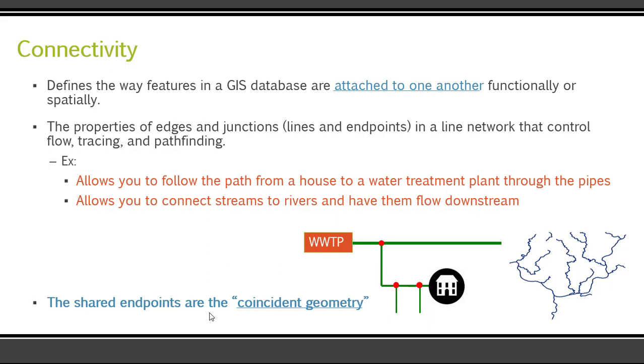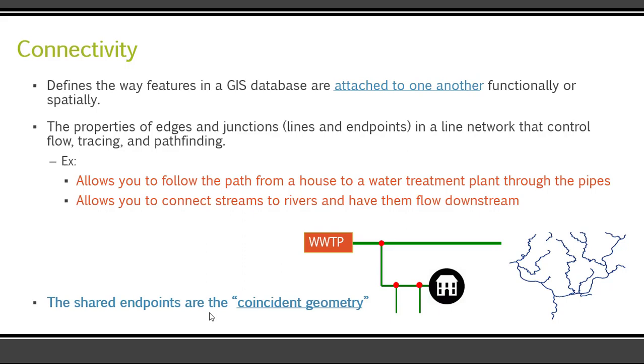So you want to be able to manage your data and how it connects at these lines and endpoints, so that your lines are in the correct direction and the correct lines connect at the correct points. Similar out in the natural world with streams, this is what allows us to model stream flow in a particular direction. So with connectivity, our coincident geometry are those shared endpoints.